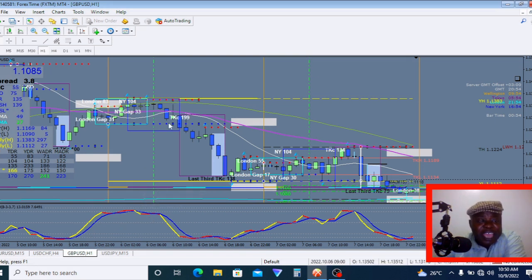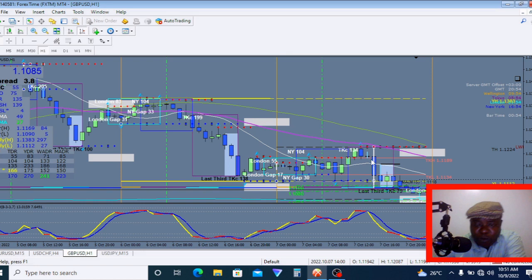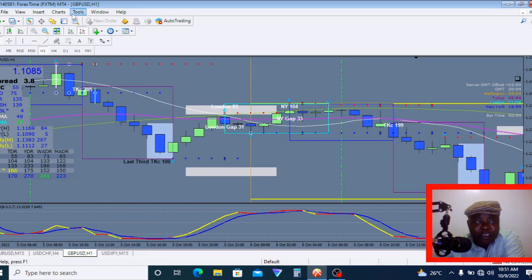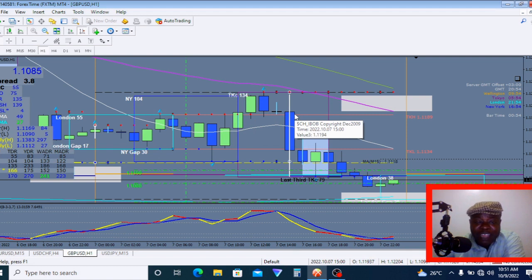Here is the 1 hour chart of Great Britain. If you look at this chart from here, you will agree with me. I have to magnify the chart a little bit so that we can do our analysis effectively. If you look at this stochastic from here, immediately we have an engulfing pattern. That is, we have two or more candles consolidating together.